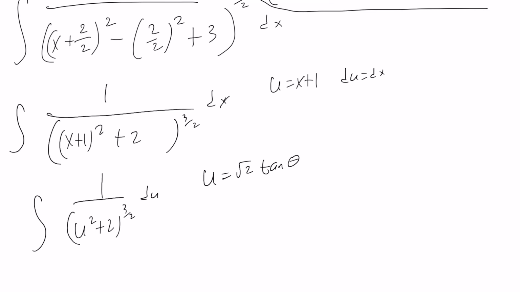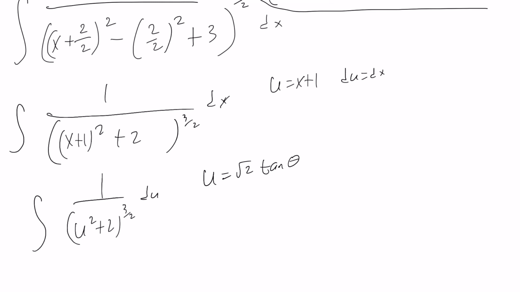Now it might be looking kind of weird because, hey, we've already defined u as being x plus 1, and now we're defining it as root 2 tangent theta. But remember, technically what we're doing is defining the variable theta to be the inverse tangent of u over root 2. It just so happens that if we do that, then this works out really nicely.